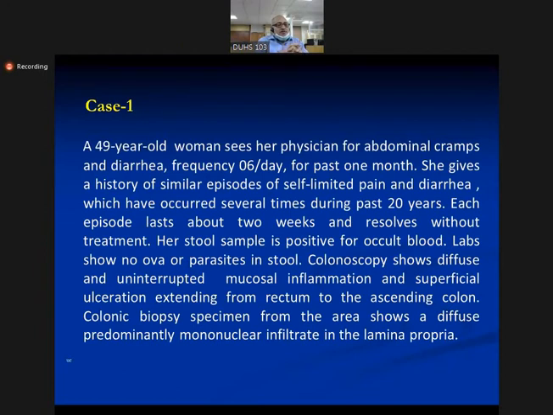Her stool sample is positive for occult blood, but shows no ova or parasites in the stool. So this statement rules out the presence of parasitic inflammation of the bowel wall. Colonoscopy shows an uninterrupted mucosal inflammation and ulceration extending from rectum to the ascending colon. Colonic biopsy specimen from the area shows a diffuse predominantly mononuclear infiltrate in the lamina propria.